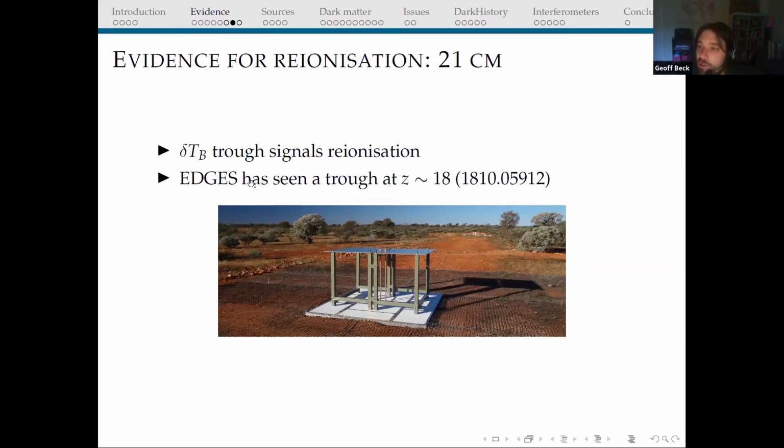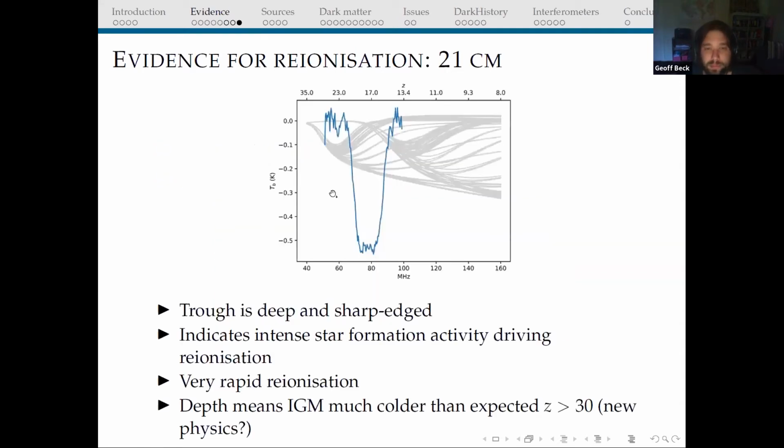Interestingly, the EDGES experiment has seen a trough at redshift 18. Okay, I can't give a talk on the epoch of reionization without EDGES, which is the elephant in the room, despite being quite small. So this is a picture of the EDGES experiment. We can have a look at what it saw over here. This is just a snippet of that global spectrum we saw earlier, particularly the point at redshift 17 here. And we can see that there's a very deep trough.